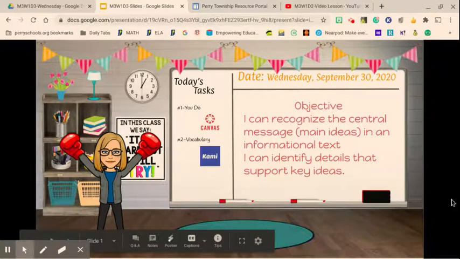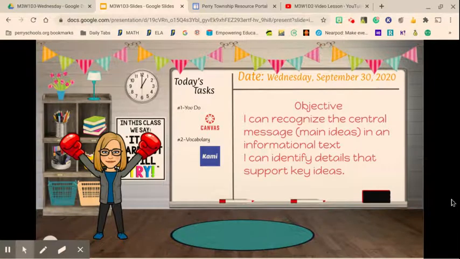Hey guys, so our objective for today is: I can recognize the central message or the main idea in an informational text, and then I can identify details that support key ideas. Identifying main idea or central message is very difficult. It takes a lot of practice, and so as we're reading, we're going to be doing a lot of practice as we're reading nonfiction text.